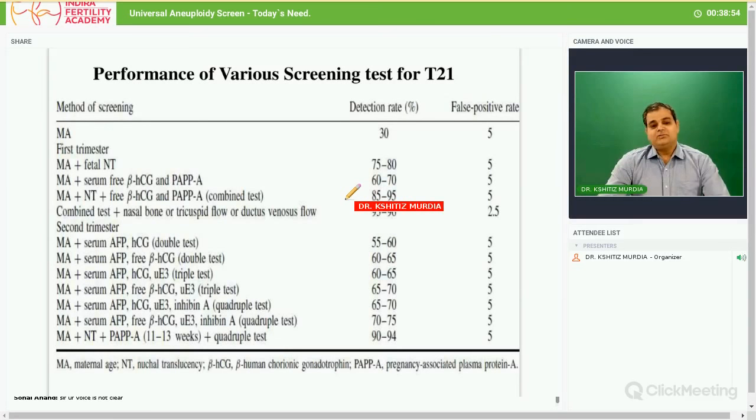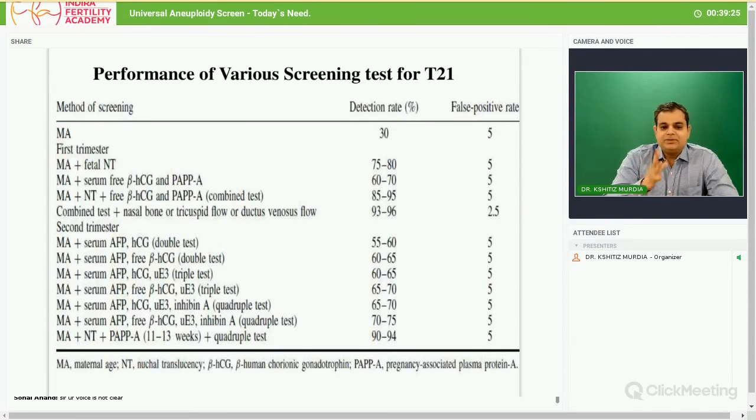So among the tests available to us, the performance varies a lot. If you go by the table, we have tests available for the first trimester as well as the second trimester. In the first trimester, I can go with maternal age along with NT only, and then I can pick up around 75 to 80% of the Down babies. That shows the significance of doing an NT scan. A single marker can pick up around 70%, such a remarkable, highly sensitive marker it is.